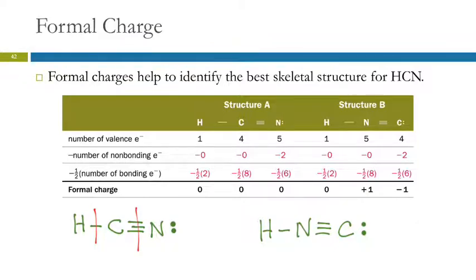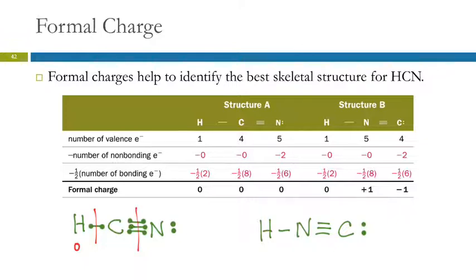And remember that the bond has 2 electrons, and so each of these is going to give 1 electron to each atom. And then we're going to look to see, well, what did hydrogen bring to the business? How many valence electrons? 1. And how many is it leaving with? 1. 1 minus 1 is 0. That has a 0 formal charge.